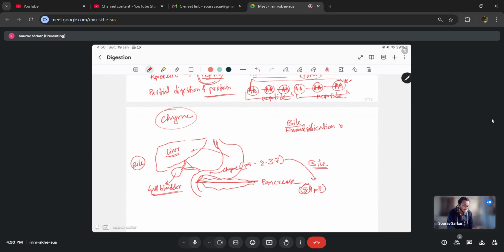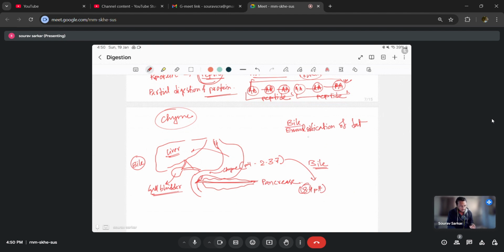Emulsification of fat. What is emulsification of fat? Now we know that fat does not easily dissolve in water, right? As the fat will not get dissolved in the water, it is quite tough to digest the fat.